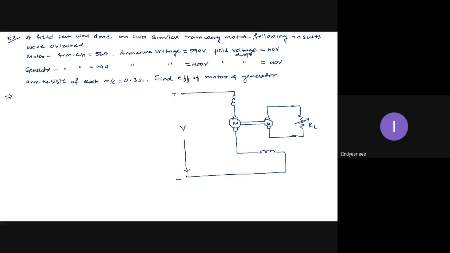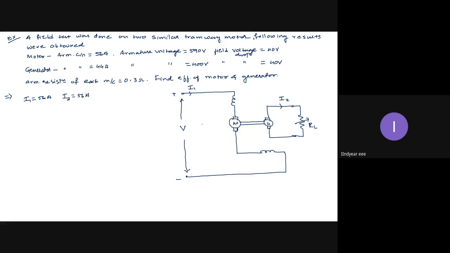So this is V, which we don't know. Line supply voltage is not given. So different currents are mentioned. Motor armature current 56 amps. So let us take this as I1 and this as I2. Okay. So I1 is equal to 56 amps. I2 is 56 amps.